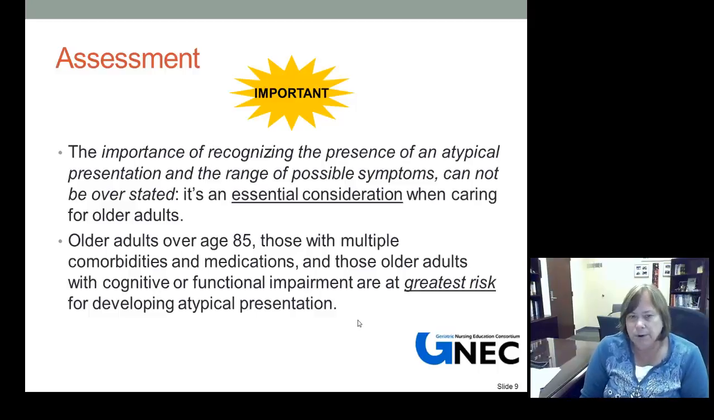It's very important to be able to recognize these atypical symptoms, especially for people over the age of 85, those with chronic illnesses and many medications.